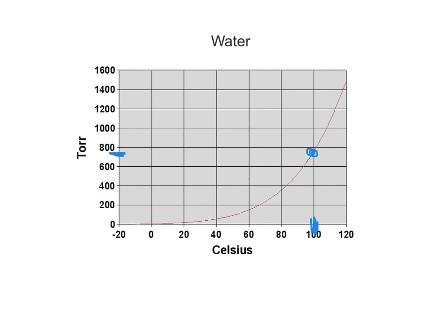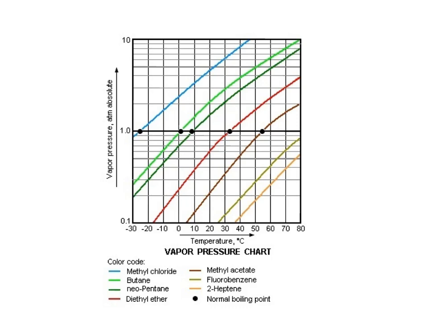So when we want to define what the boiling point of a liquid is, what we need to do is find out the temperature at which its vapor pressure is 1 atmosphere, or in this case, 760 torr. And if we do that, that's what we define as the normal boiling point of a liquid, whenever the vapor pressure equals 760 torr, or 1 atmosphere. And so here's just an example of the water vapor pressure. What I'm showing you here is the vapor pressure as a function of temperature.